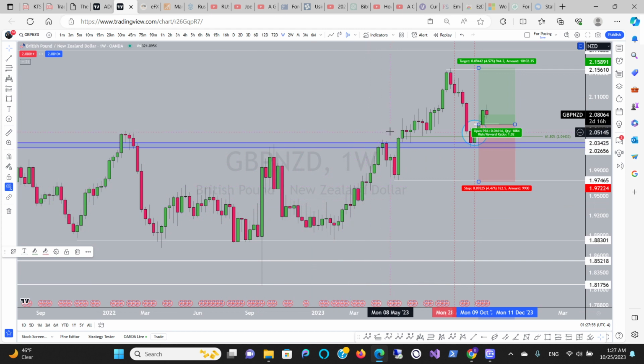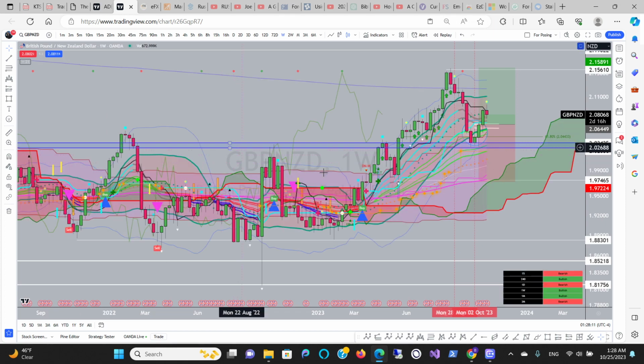Making a low, target a high, pull back. Making a low, target the pullback, and then make a new high. Making a low, target the high. Maybe here we'll pull back. So same thing is going on.